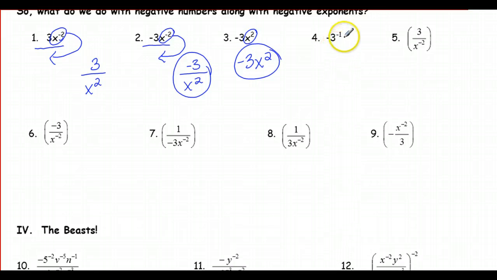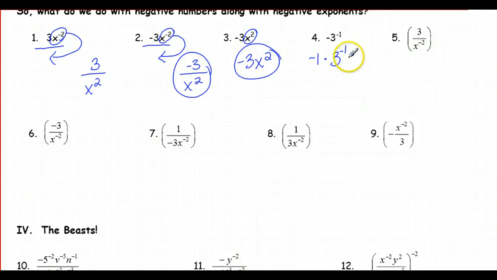All right, negative 3 to the power of negative 1. This is a tricky one because we're saying, what is 3 to the power of negative 1? Well, think of this as a negative 1 times 3 to the negative first. So I'm going to write that, negative 1 times 3 to the negative first.